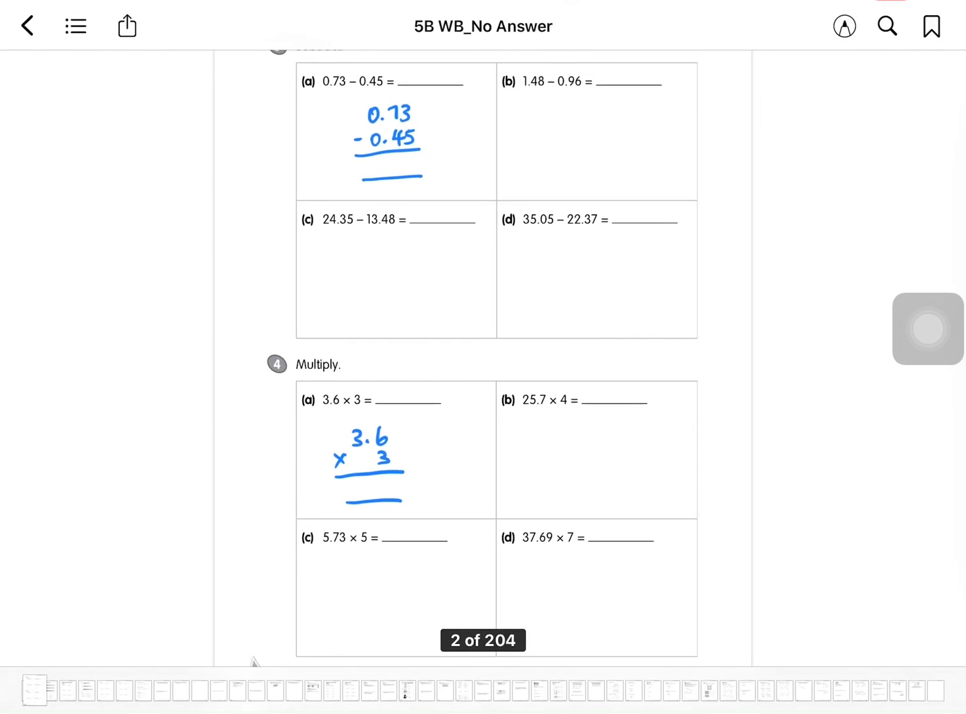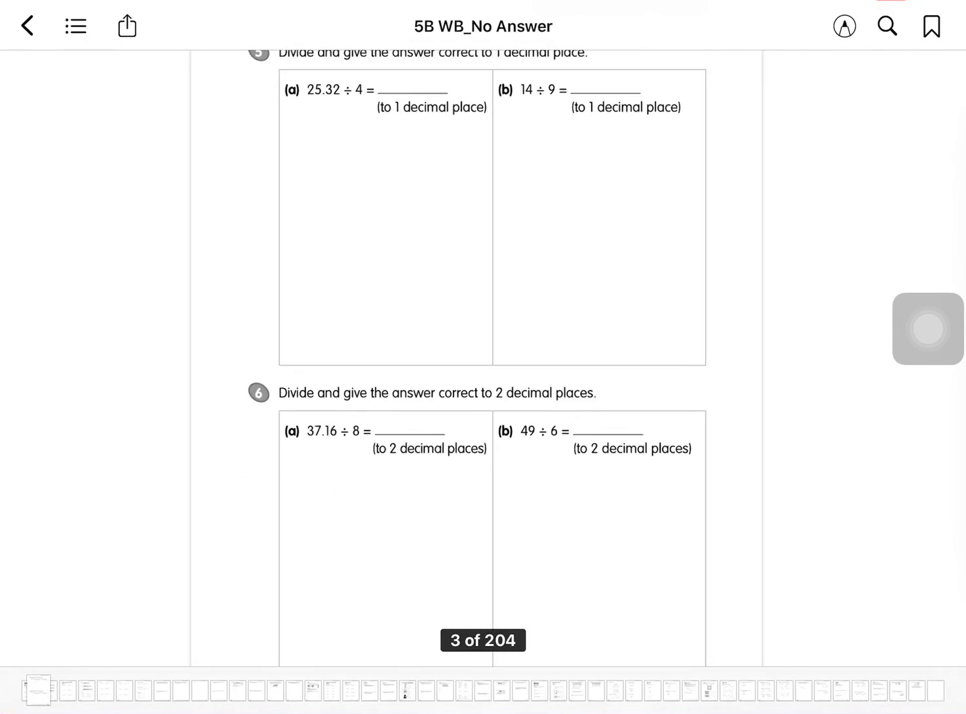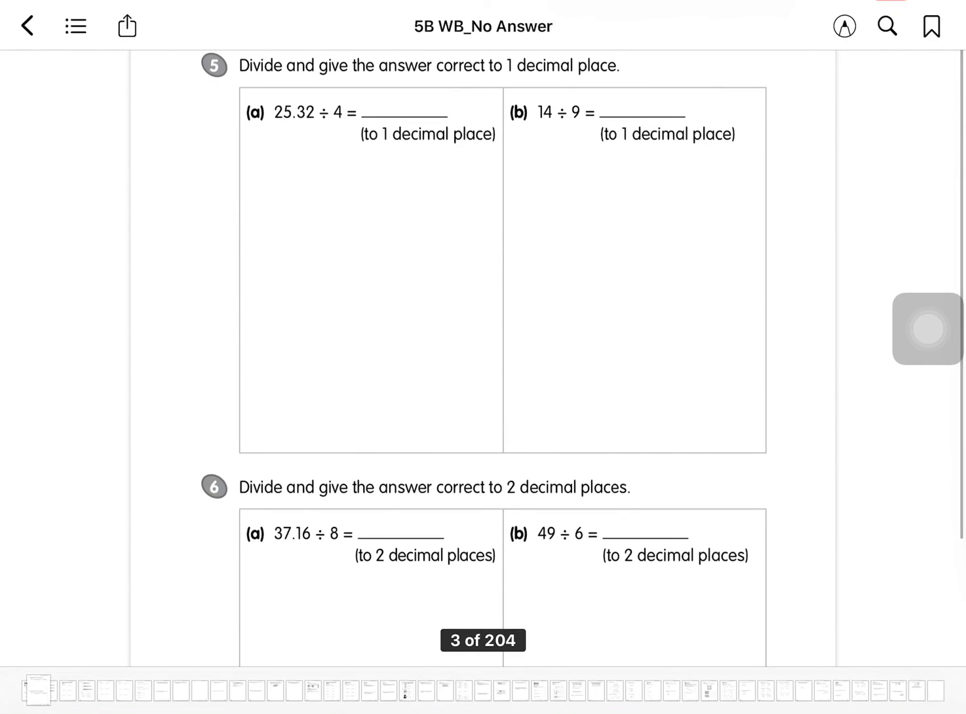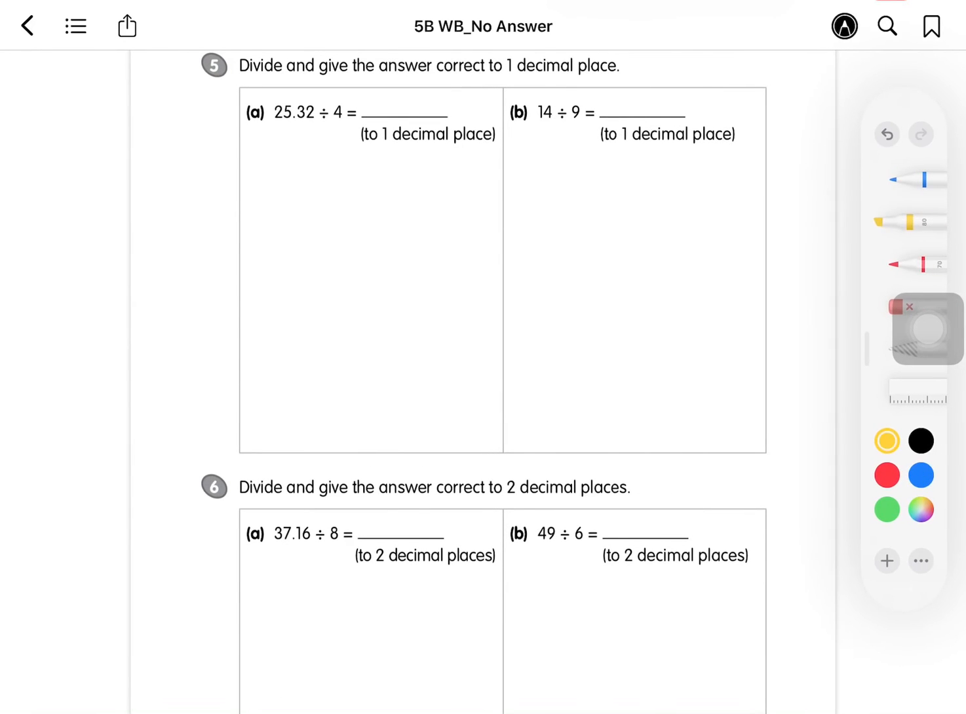And page 3. Page 3 is the one you have to take note, because they actually ask you to leave your answer to like one decimal place and 2 decimal places. So same thing, I want to see your working, and please check whether you have the correct number of decimal places before you divide.